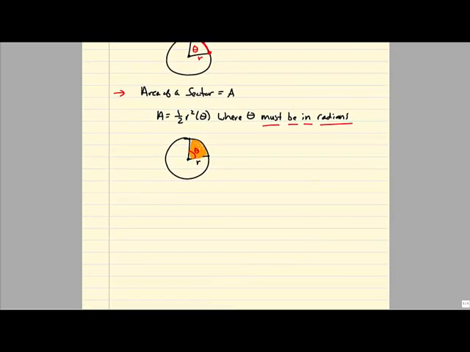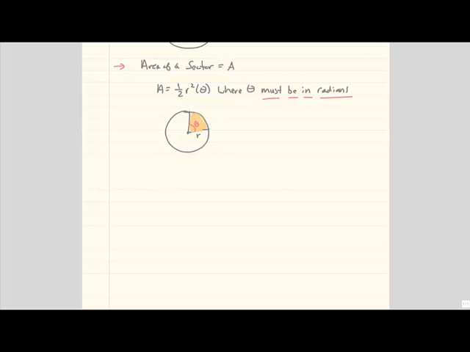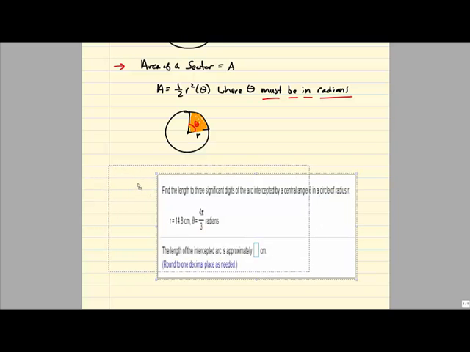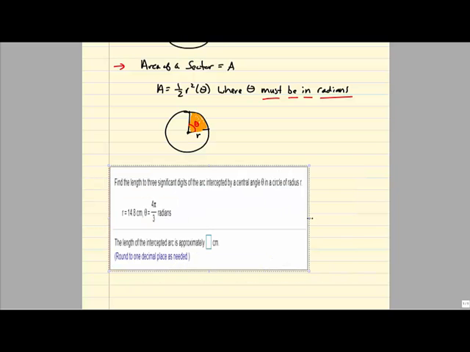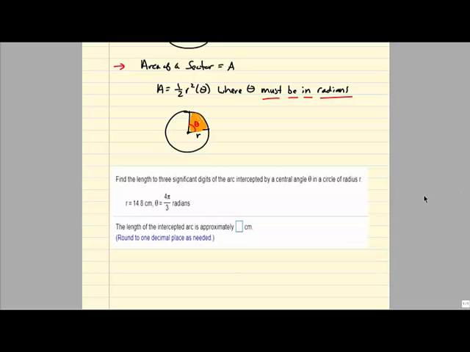Now that those formulas are given, I think the best thing to do is to just start running through quite a few examples. So for our first example, we'll start with some basic ones. We are going to find the arc length. It says find the length to 3 significant digits of the arc intercepted by a central angle theta in a circle of radius r. So we could draw a picture of this. That's usually the easiest way to go.